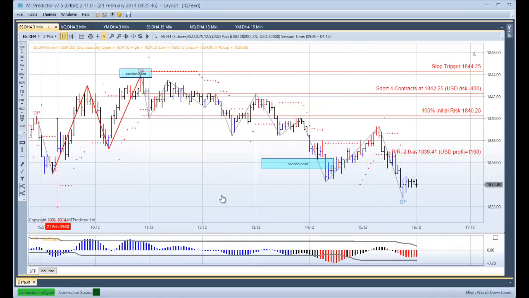So hopefully that's shown you some of the trade setups that unfolded using the MTPredictor software program on the US minis for yesterday, which was Friday the 21st of February. So all in all, a good day for the MTPredictor software program and MTPredictor users.